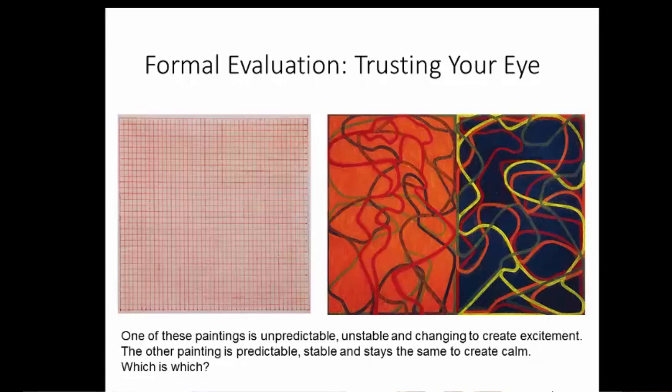For example, one of these paintings creates calm and order and reason. It's stable, it doesn't change. Do you know which one I'm talking about? If you think it's the one on the left, you're correct. The painting on the left creates a sense of calm because of the elements and principles that have been employed.